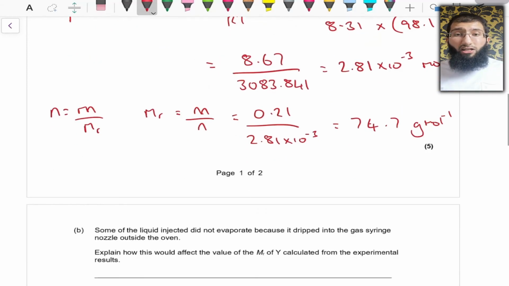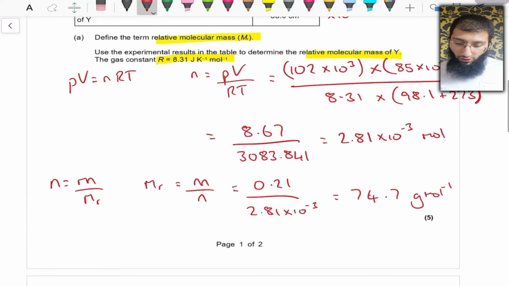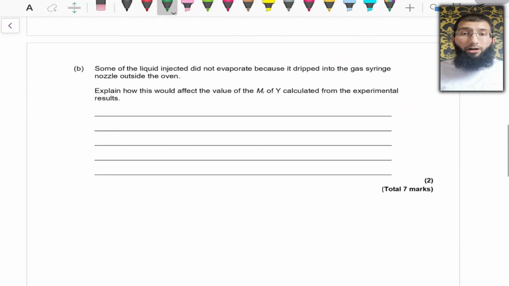You're going to get 4 marks for the rest of the question. You're going to get 1 mark for subbing your data, so you get this stuff over here. You're going to get a mark for the conversions for temperature, degrees Celsius, and of course for the pressure. So you're going to get another mark there. You're going to get a mark for working out the moles, and you're going to get a mark for working out correctly the MR. So that's 5 marks there.